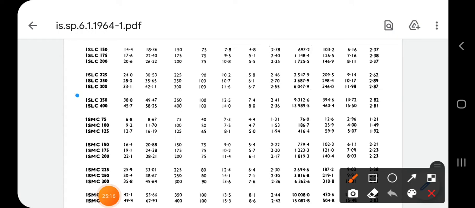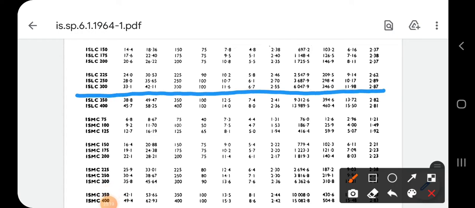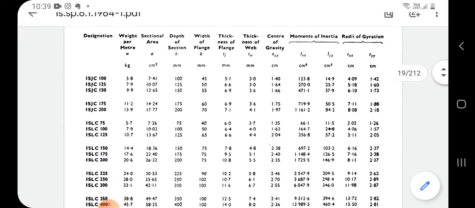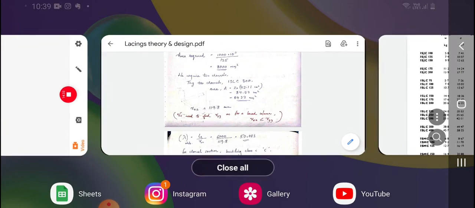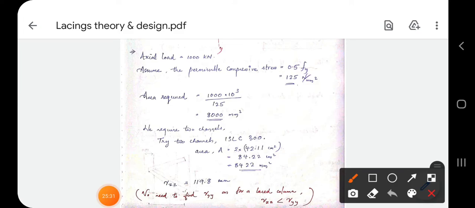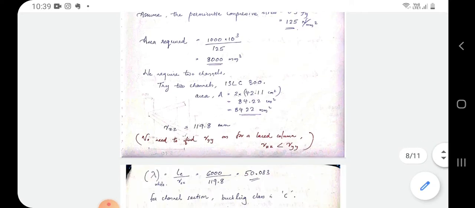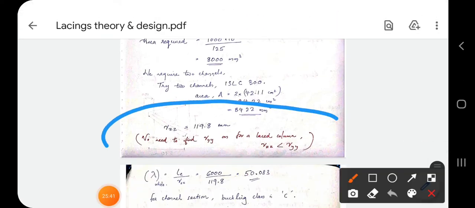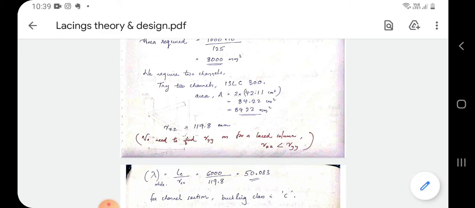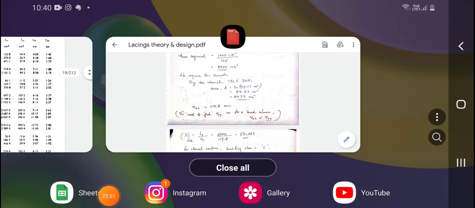Just note down, just see that line, we can find all the important characteristics of that channel section. And first we are trying this section. We have to try this section ISLC 300, and the total area will be equal to 8422 mm square. And R set value, here we require R set value for designing the lacing system. R set value is equal to 119.8 mm.